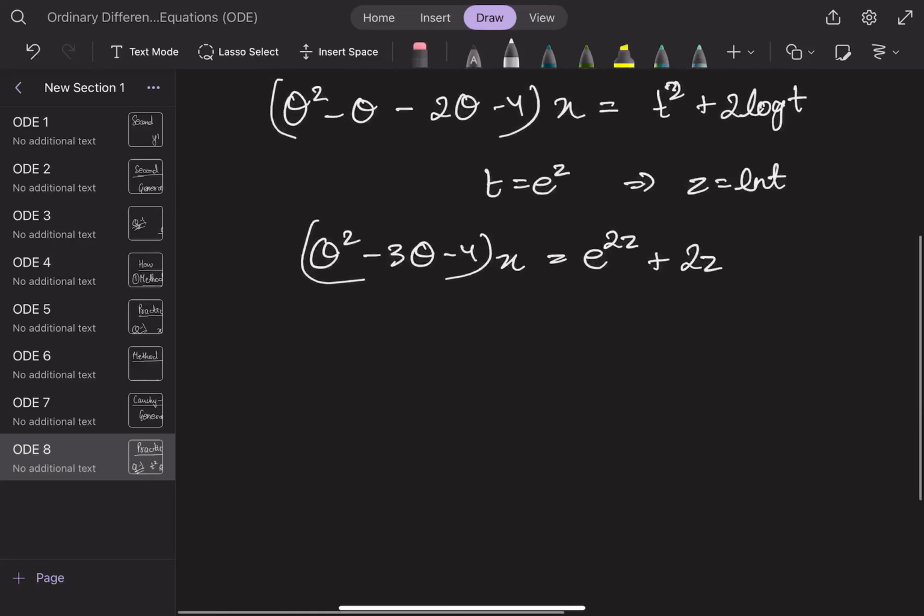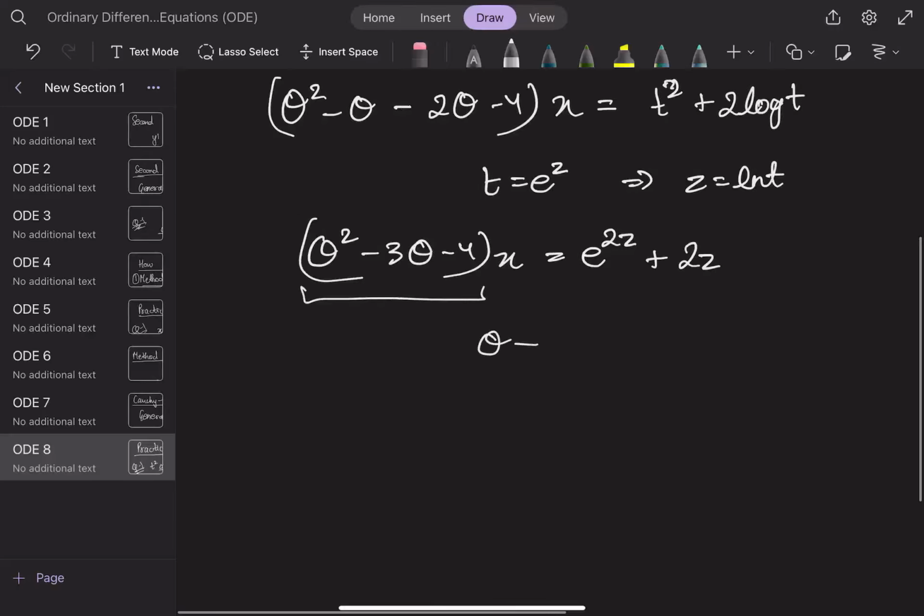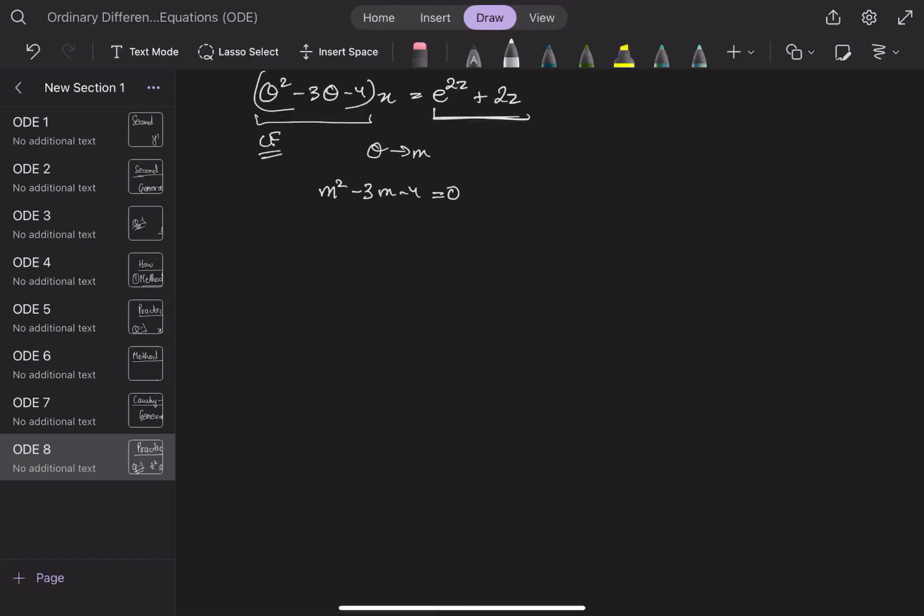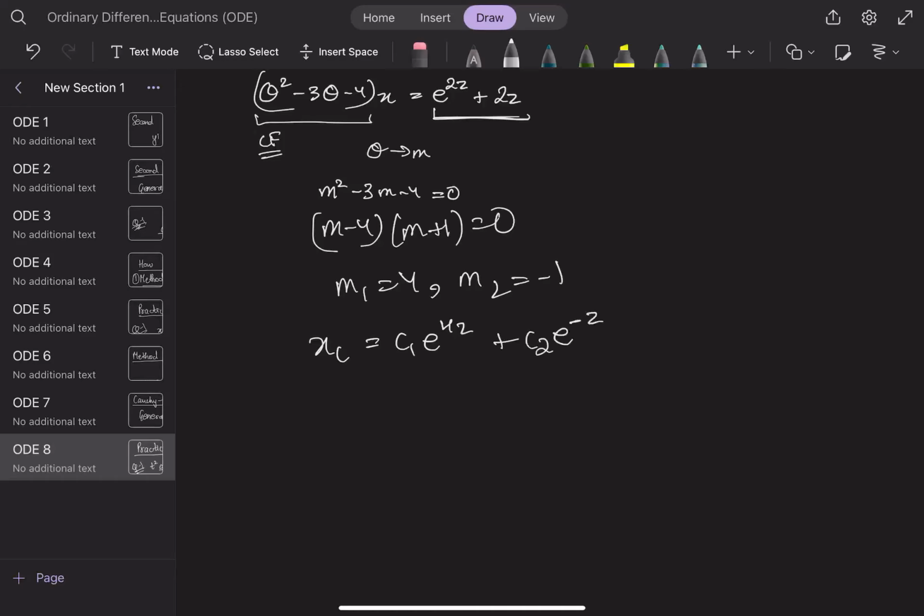So now let's take this part and replace theta with m. So we're finding the CF basically. m square minus 3m minus 4 is equal to 0. So I can write this as m minus 4 times m plus 1 is equal to 0. So m1 is equal to 4 and m2 is equal to minus 1. So xc becomes c1 e raised to 4z plus c2 e raised to minus z. So if you compare this with c1 x1 plus c2 x2, your x1 becomes e raised to 4z and your x2 becomes e raised to minus z.